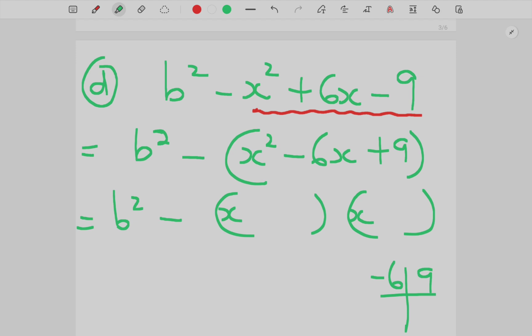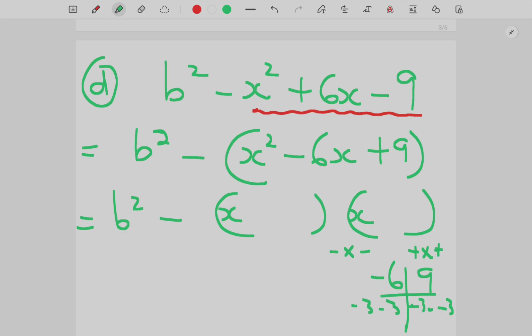Positive 9 can be a positive times a positive, or it can be a negative times a negative. But because our middle term is negative, it means this 9 must be a negative number times a negative number. So what are those numbers? It's 3 and 3, so negative 3 times negative 3. This dot means times. So negative 3 minus 3 is going to give us minus 6. It means this pair meets the requirements.